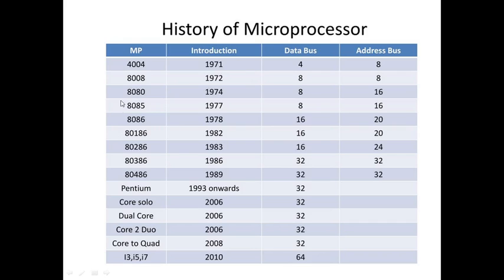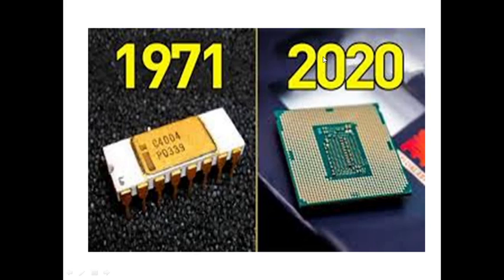Here is the same figure where we have different microprocessors and their specifications related to invention, data bus and address bus. So this is the IC in 1971, and now we have around 2020.